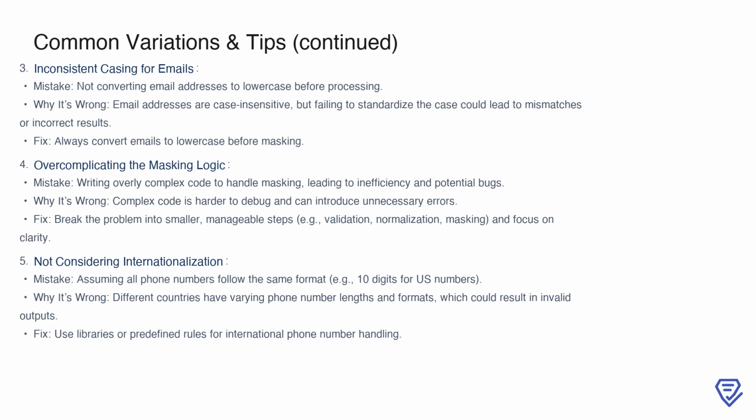Finally, many developers overlook internationalization when handling phone numbers. Assuming all phone numbers follow the same format, such as 10 digits for US numbers, can lead to invalid outputs for numbers from other countries. To avoid this, consider using libraries or predefined rules that are designed to handle international phone number formats effectively.